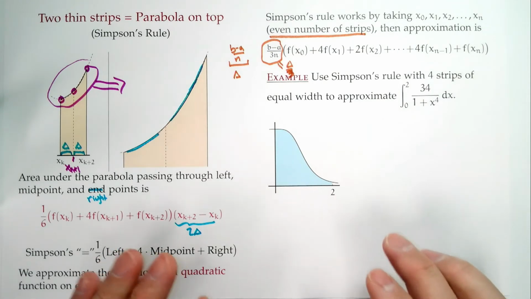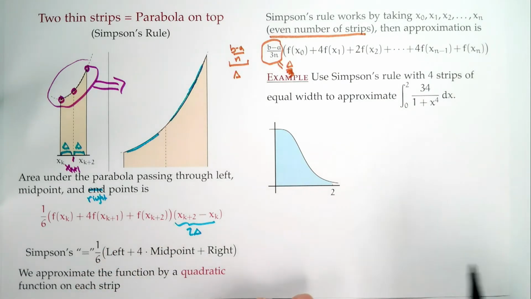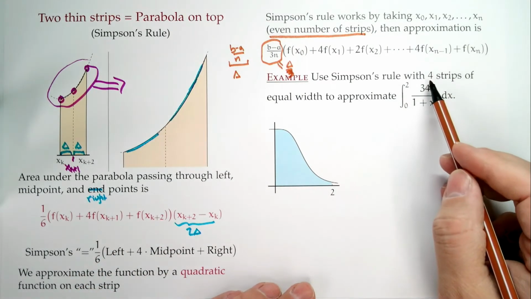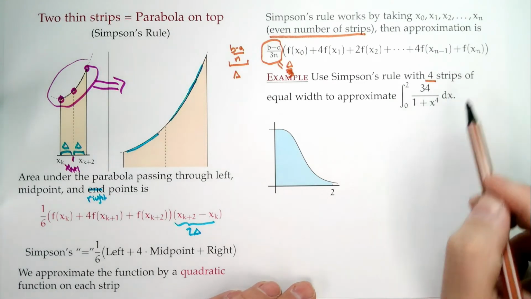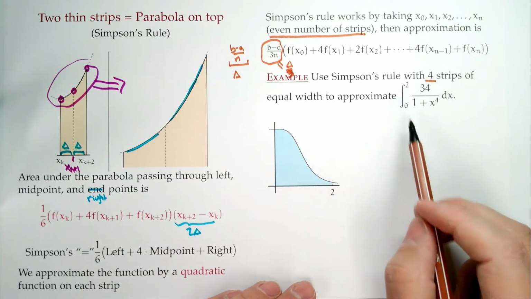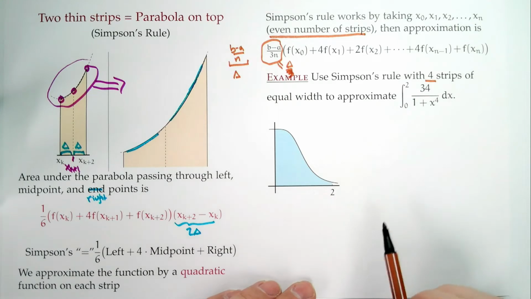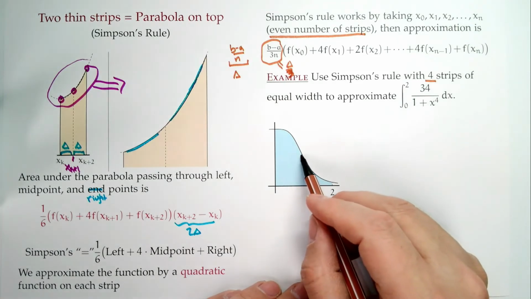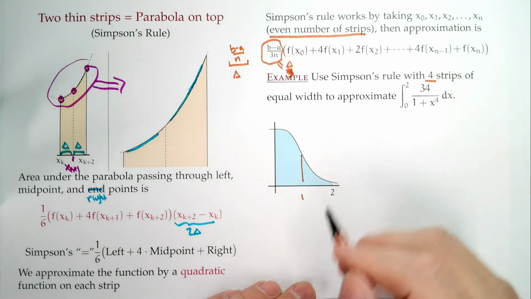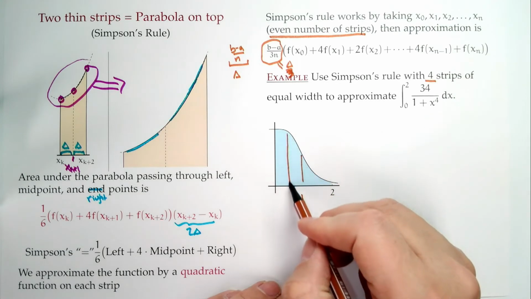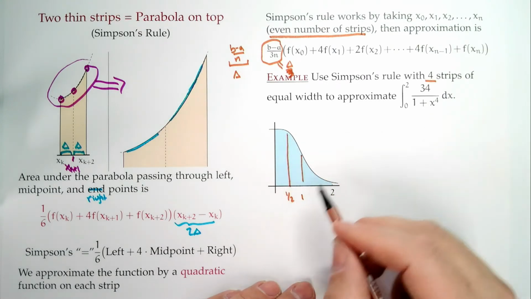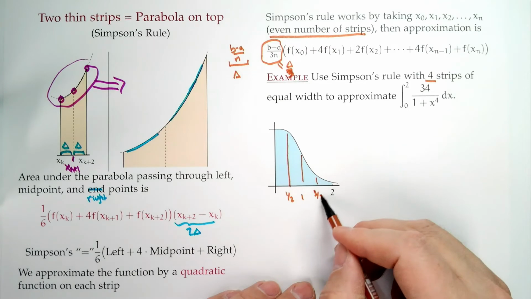All right, so there we have that. Use Simpson's rule with 4 strips of equal width to approximate this integral. All right, so let's actually work through this. I want to really get a good sense. We're going to break it up into 4 pieces: 1, here's a half, here's 3 halves.